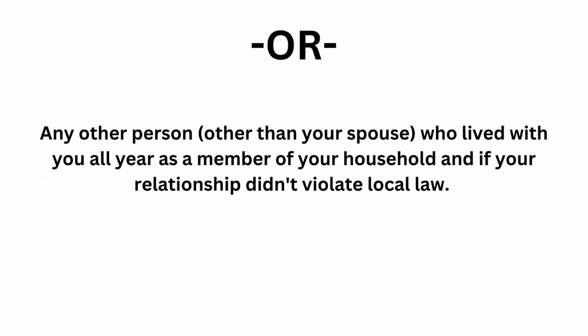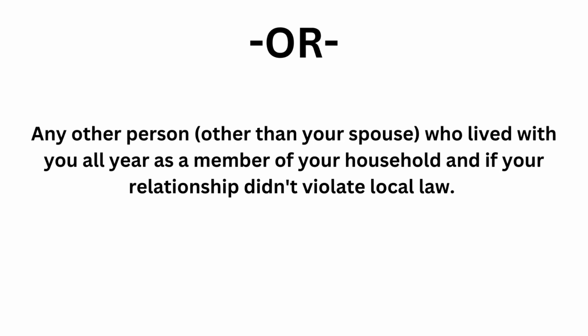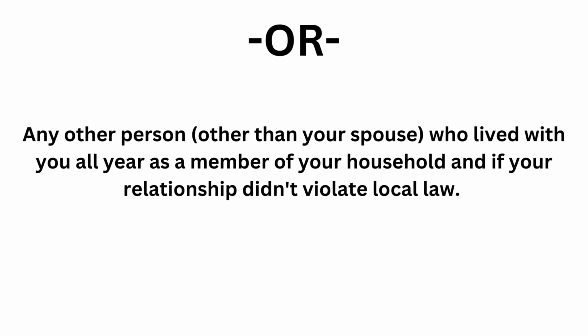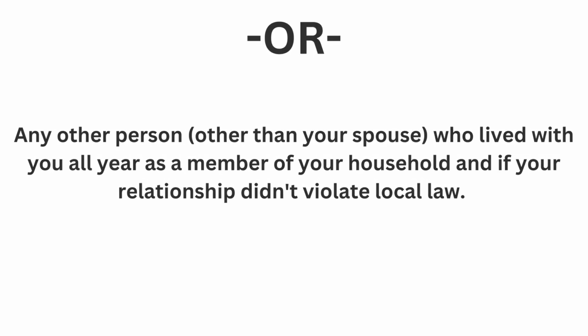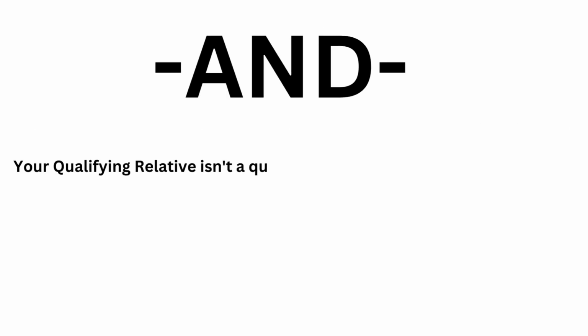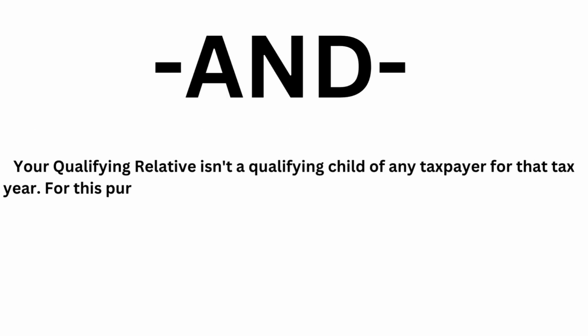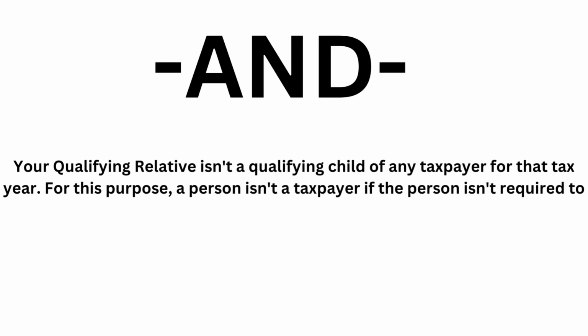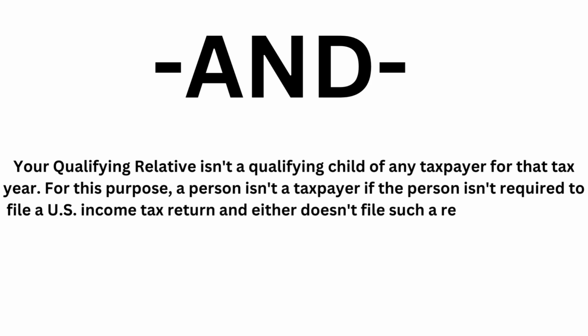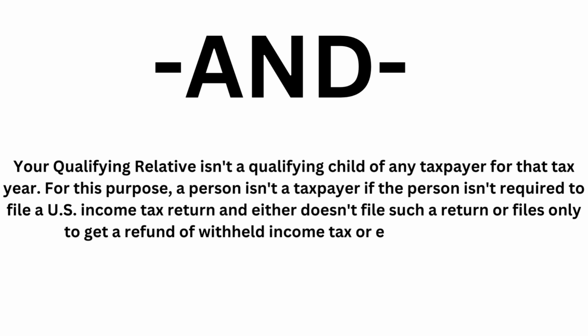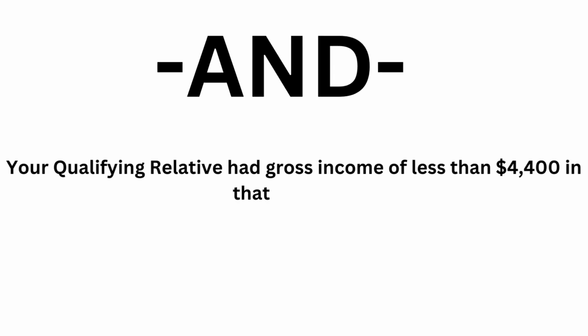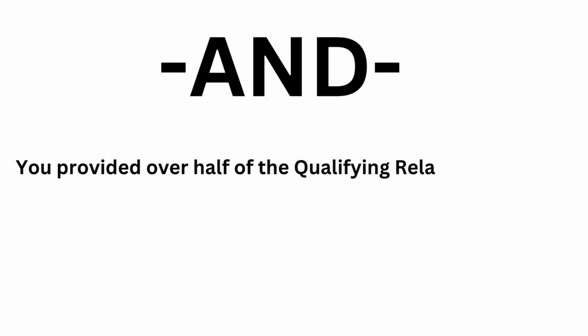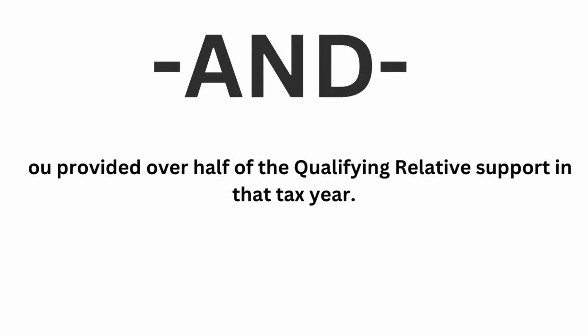Or any other person, other than your spouse, who lived with you all year as a member of your household, if your relationship didn't violate local law. And isn't a qualifying child of any taxpayer for that tax year, which isn't required to file a return, or files only to get a refund of withheld income tax or estimated taxes paid, which is a dependent of another. And your qualifying relative had gross income of less than $4,400 in that tax year. And you provided over half of the qualifying relative's support in that tax year.